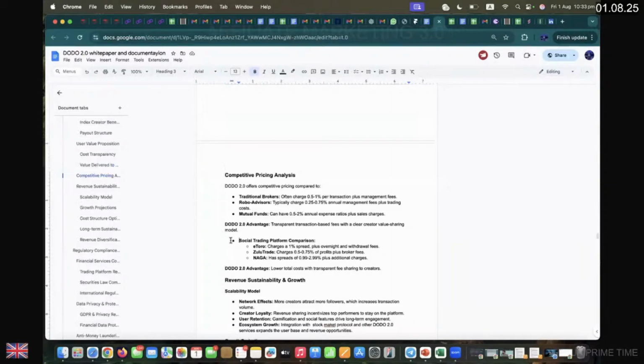Social trading platform comparison. We can compare our fee with other platforms that are social trading platforms. You guys can Google it. eToro charges 1% spread plus overnight and withdrawal fee. We don't charge that. ZuluTrade charges 0.5 to 0.75 of profits plus broker fees. Naga charges 0.9 to 2.99 plus additional charges. Dodo 2.0 advantage: lower cost with transparent fee sharing to the creators.